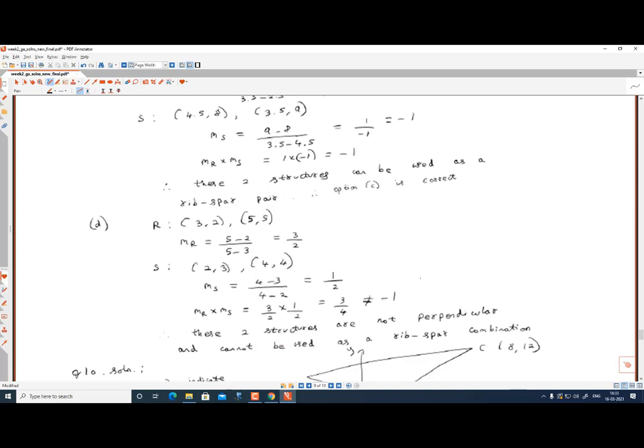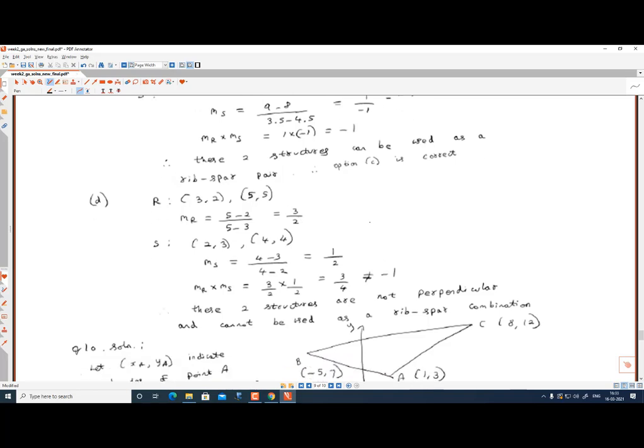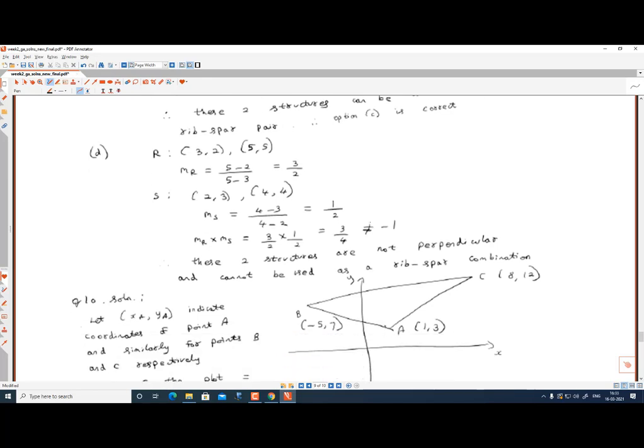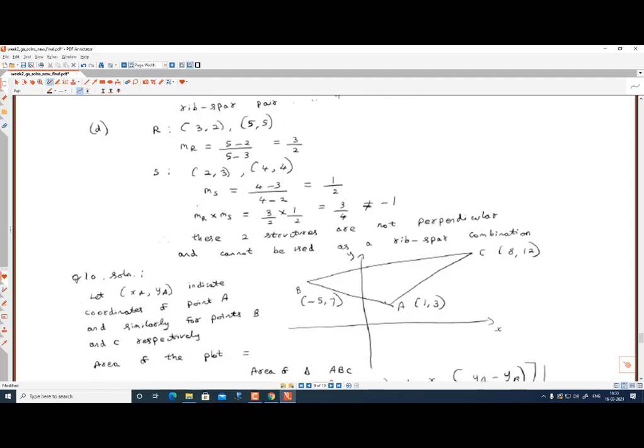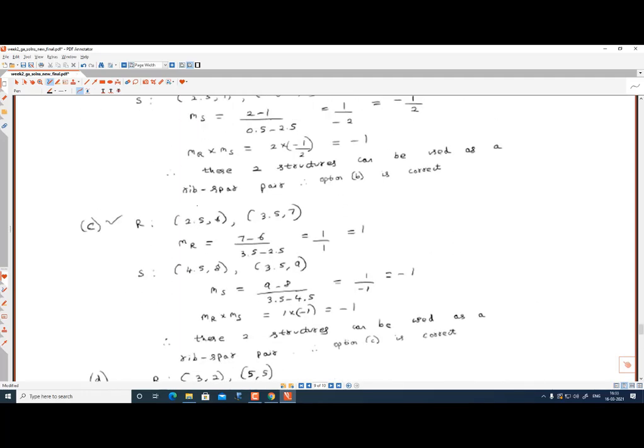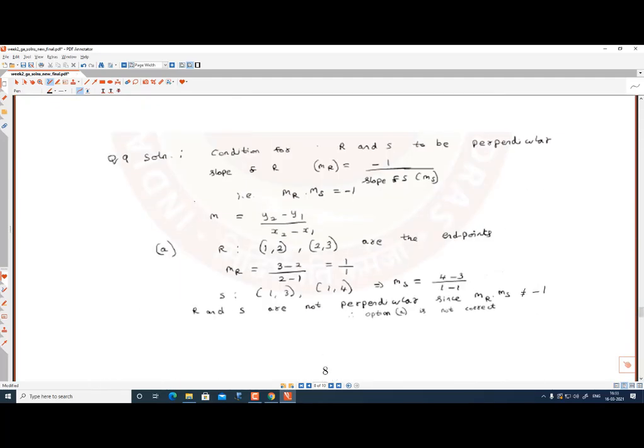And checking option D, the endpoints of R are (3, 2) and (5, 5), and MR will be 3 by 2. And for S with the endpoints (2, 3) and (4, 4), MS will be (4 minus 3) by (4 minus 2). So it will be 1 by 2. So 3 by 2 times 1 by 2 is not equal to -1. It's quite obvious. So these two structures are not perpendicular, so they cannot be used as a rib-spar combination. So in summary, options B and C are correct for question number 9.